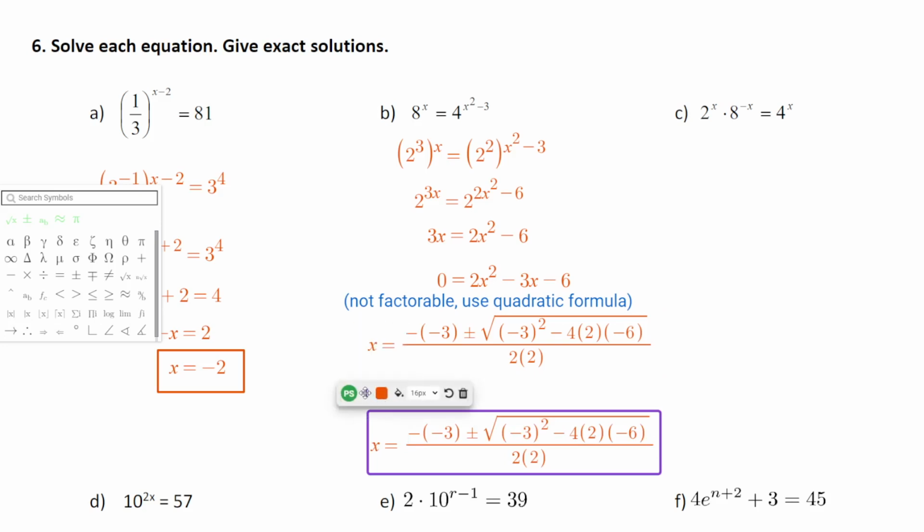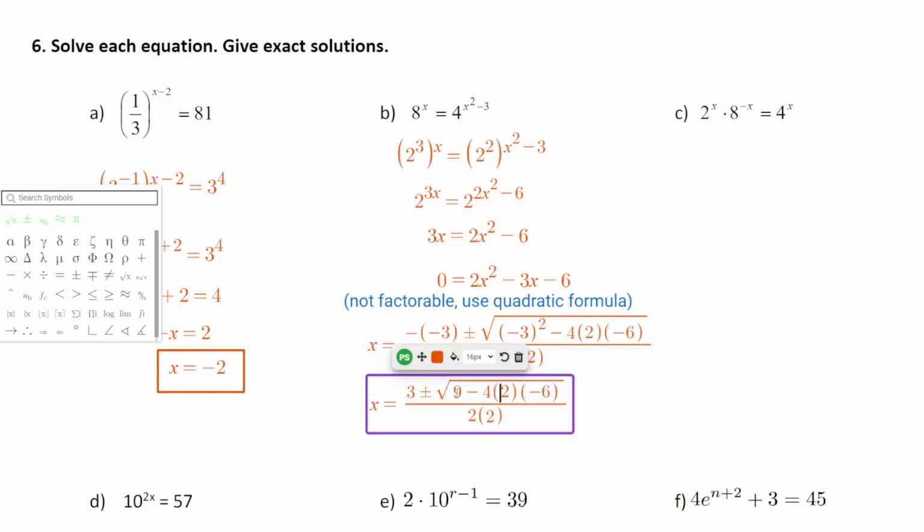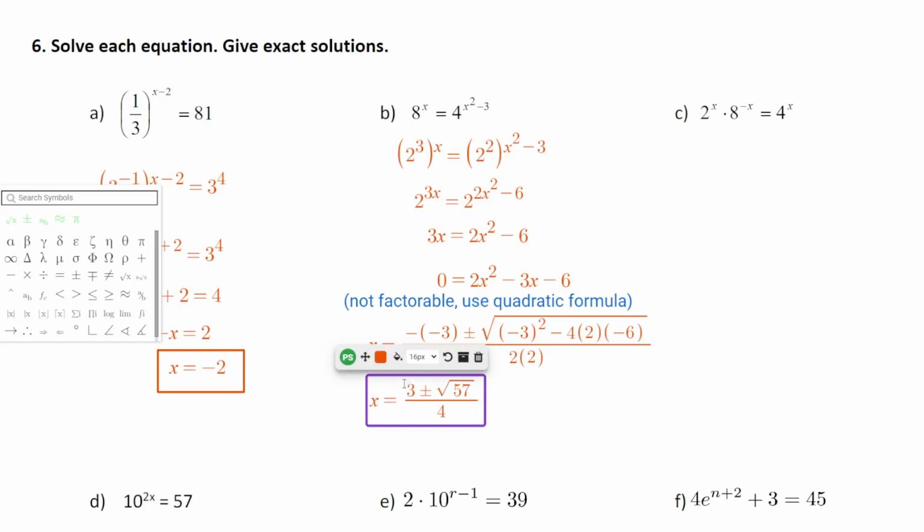Negative 3 is just going to be positive 3. 3 squared is going to be 9. And then we've got 4 times 2 times 6. 4 times 2 is 8, so let's just change that to 8. So negative 8 times negative 6 is going to be positive 48. And then 2 times 2 is 4. I'm kind of simplifying this one little piece at a time. 9 and 48 is 57. And yeah, that's going to be irrational, so I'm just going to go ahead and leave my solutions like this.